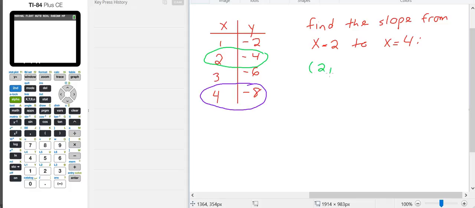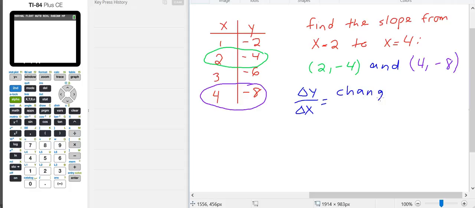Let's write out our 2 points. Our 2 points are 2, -4 and 4, -8. And we want to find the slope between them. Whenever we're finding slope, we're finding the change in the y values over the change in the x values. Change in y over the change in x. To do that, we're going to subtract y1 minus y2, and on the denominator we're going to have x1 minus x2.